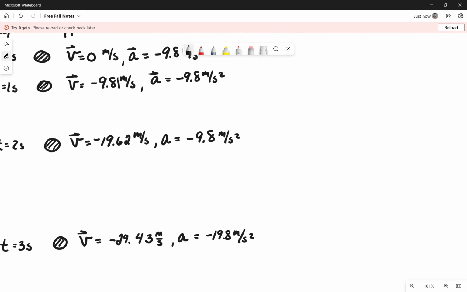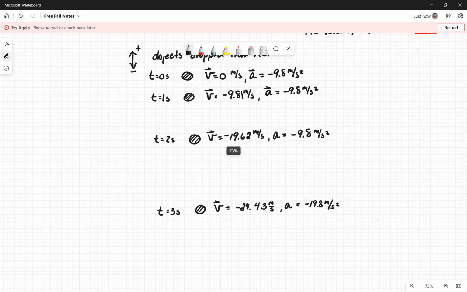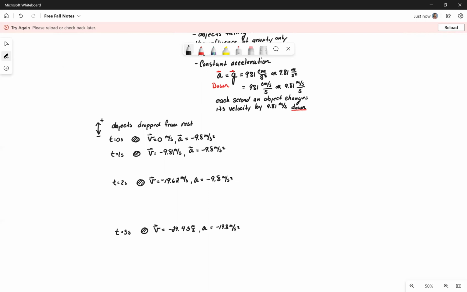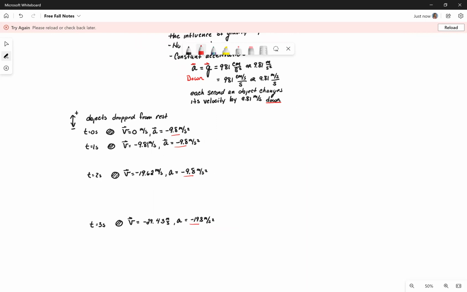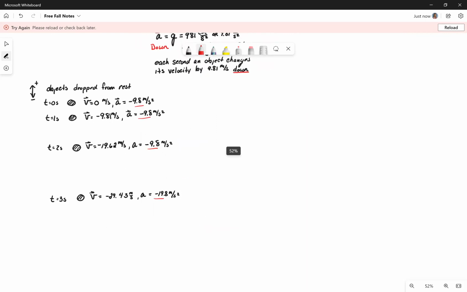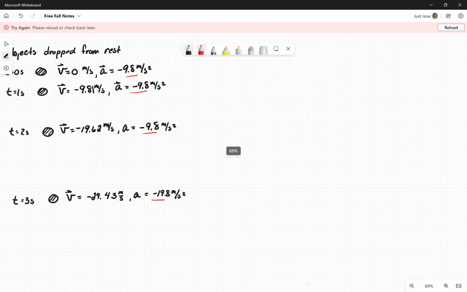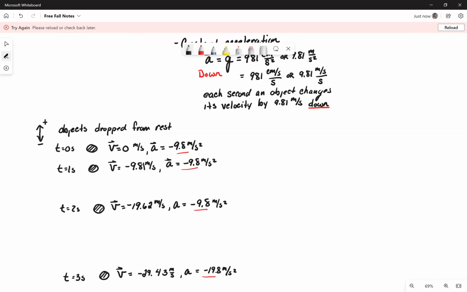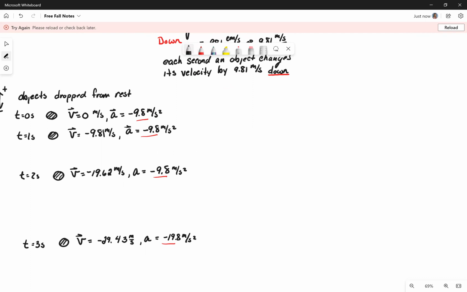So that's the case of an object that is just dropped from rest, going down. It's going to go down, getting faster and faster, traveling a greater distance each second. But notice that acceleration is constant. No matter where it is, that's the same acceleration. What happens if I throw an object up? So, another scenario, well, let's throw an object down.